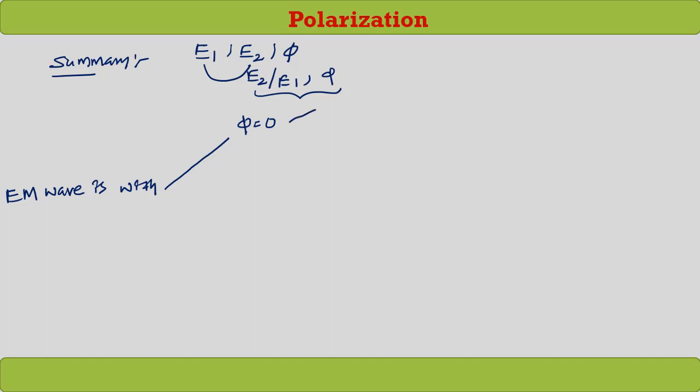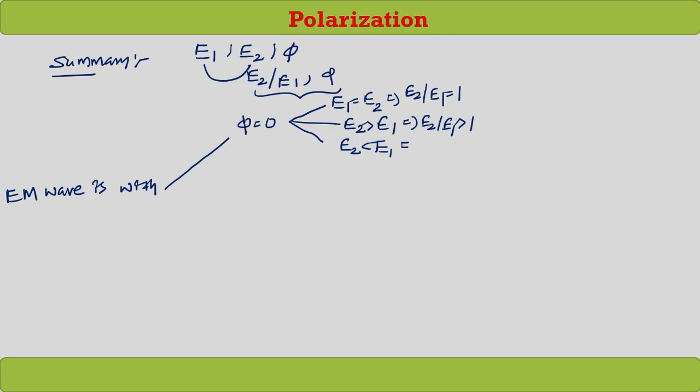When you take phi equal to 0, you may have E1 and E2 the same, E2 greater than E1, or E2 less than E1. So here E2 by E1 is actually 1. Here E2 by E1 is greater than 1. Here E2 by E1 is less than 1. Whatever it may be, since phi is equal to 0, you will get linear polarization.